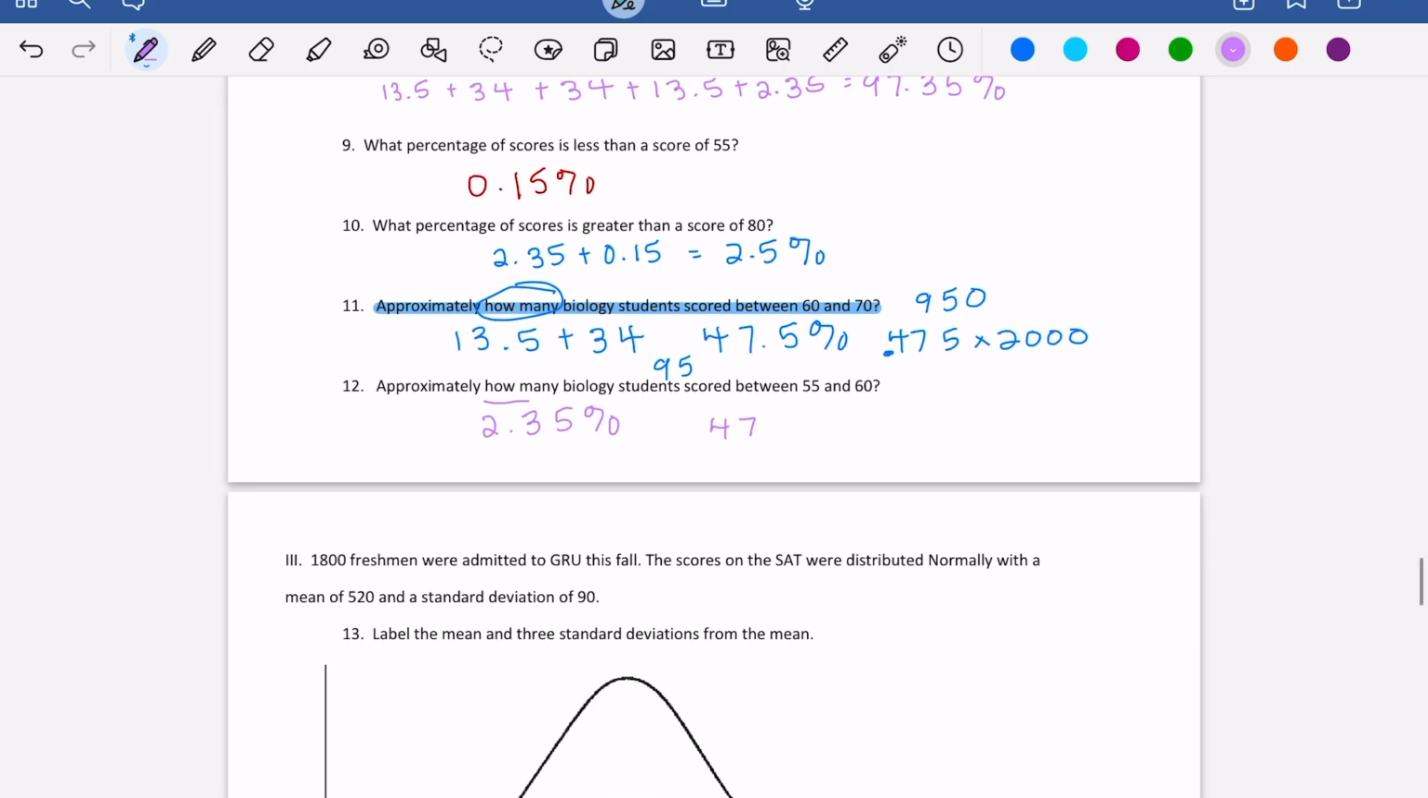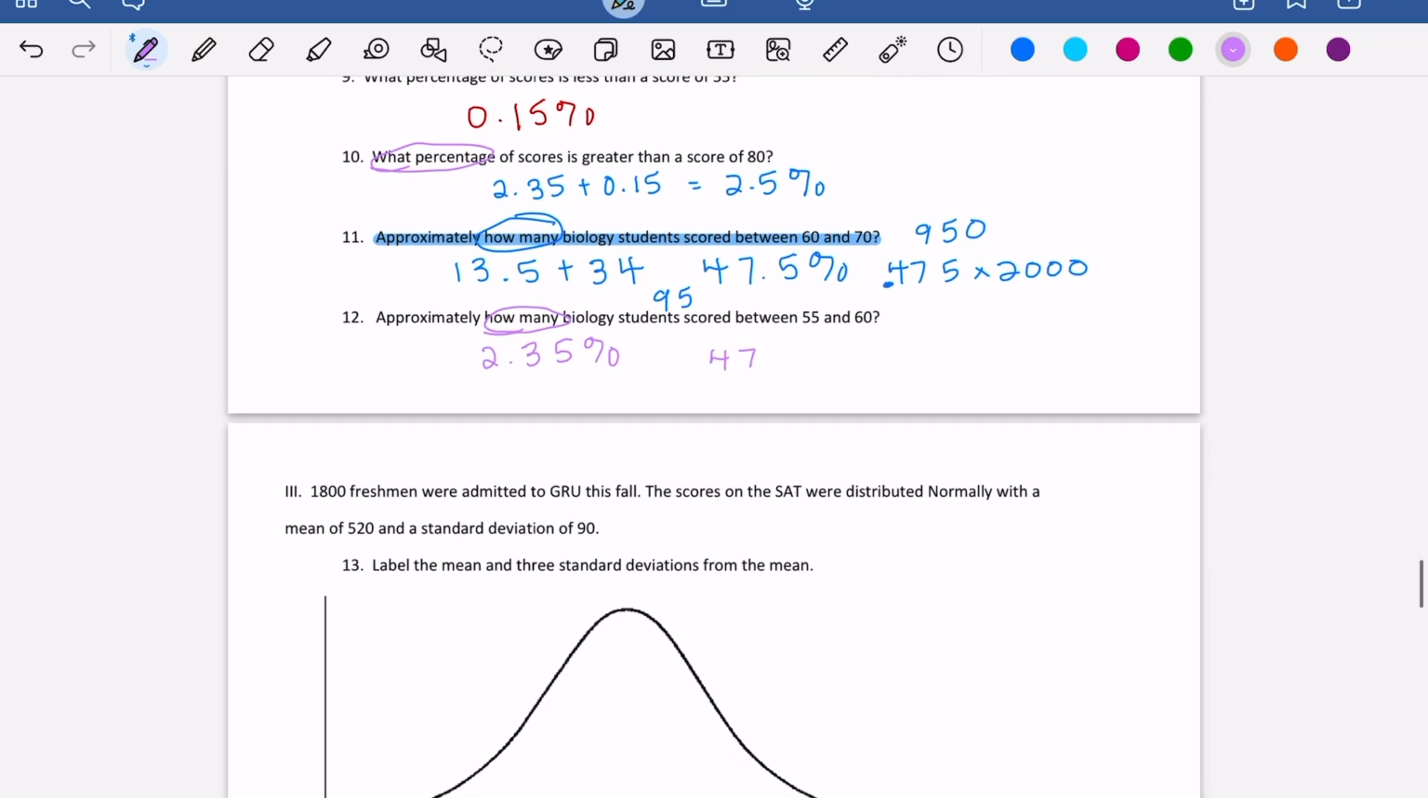So make sure you're paying attention. Is it asking how many or is it asking what percent? That's going to change how you find your answer. Now, I'm assuming you know how to find how many given a percentage.